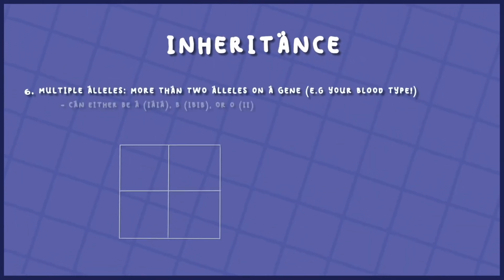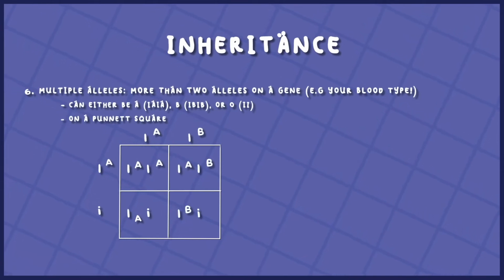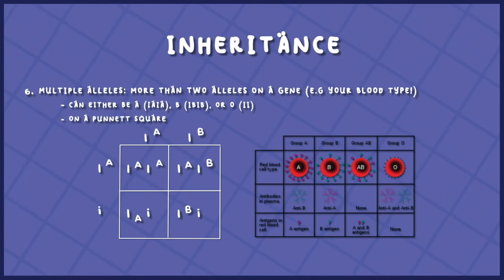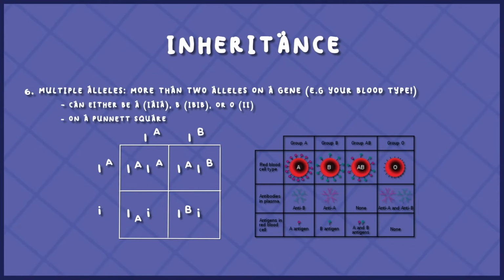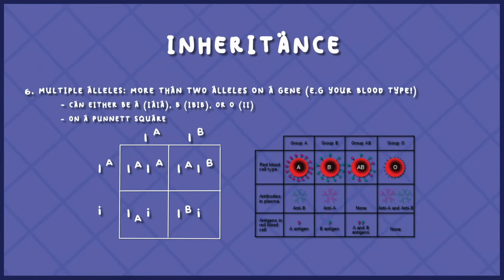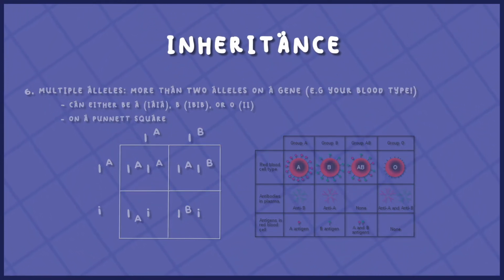And lastly, multiple alleles are when you have more than two alleles on a specific gene, and a great example of this is your blood type, where you could either be type A, B, or O.